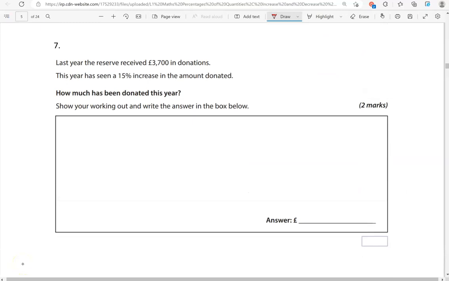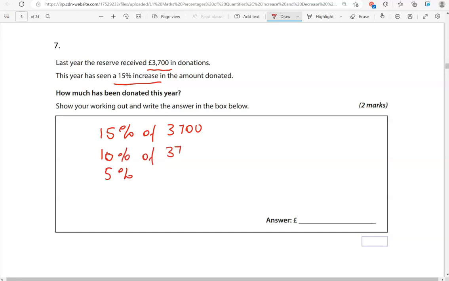Last year, the reserve received £3,700 in donations. This year has seen a 15% increase in the amount donated. How much has been donated this year? Show your working out and write the answer in the box below. So we're going to work out the 15% increase on 3,700. So 15% of 3,700. We're going to break it down into 10% and 5%.